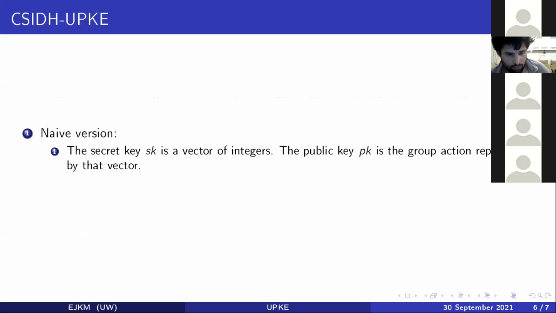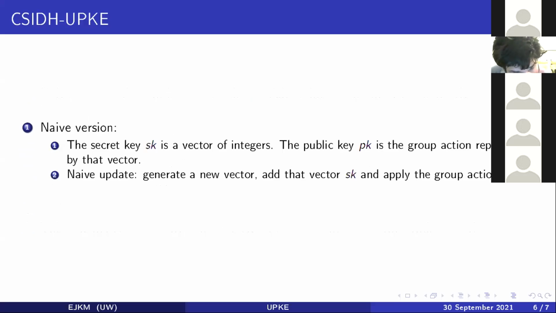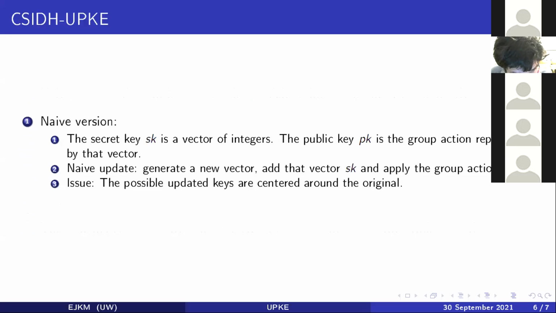On the other hand, for our CSIDH UPK scheme, we also started with the naive version, where the secret key is just a vector of integers, and the public key is the group action represented by that vector. The naive update would simply be to generate a second vector, have the new secret key be the sum of the vectors, and the new public key be the action of that new vector on the public key. However, we don't have forward security if we just do that, simply because the new possible keys are always centered around the original key, which means that giving away the updated key would give information on the original key. Also, after multiple updates, the vector becomes too large for any sort of fast calculation.